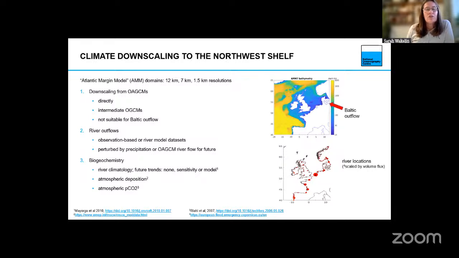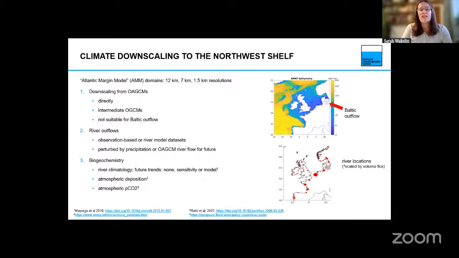We tend to use observation-based climatologies for the climate runs, but we're moving to using model data sets now, and we typically perturb those by either precipitation or river flow from the driving models. The biogeochemical models need other river forcing data around nutrients, oxygen and various other things, and they are even more problematic, as in what's going to happen in the future under climate change.